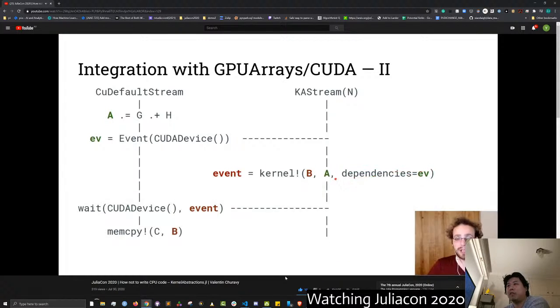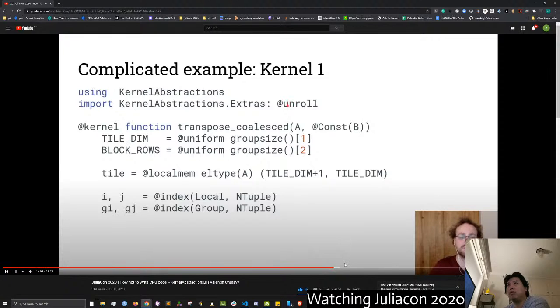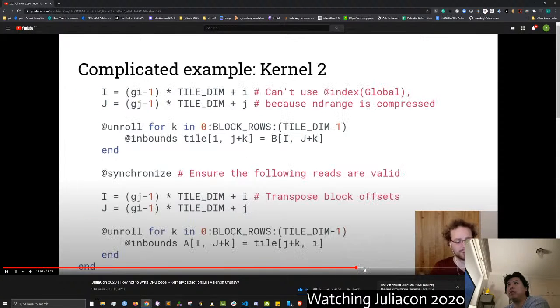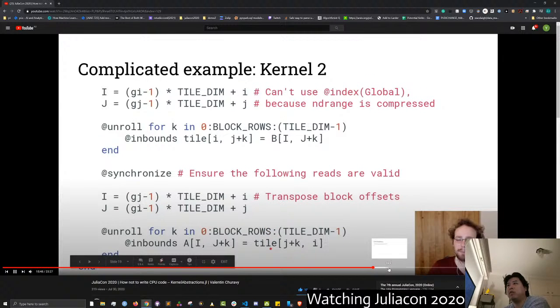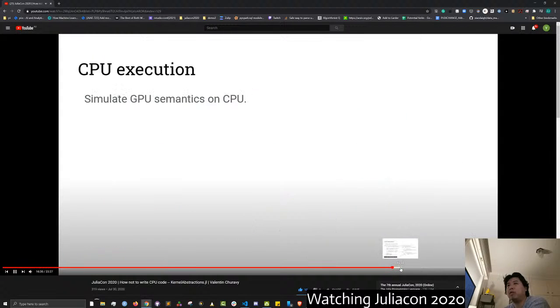In KernelAbstractions, add a fast transpose, which is taken from the NVIDIA developer blog, operating in blocks of 32, and we're going to tell LLVM that we would like a loop to be unrolled. +1 really indexes in our group and works with a 32. We are into our tile. We care that all of the arithmetic will end up, and we will compress on the CPU.